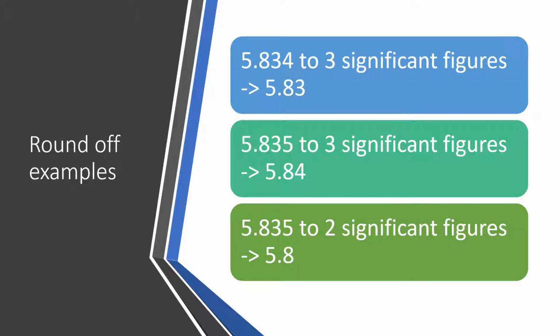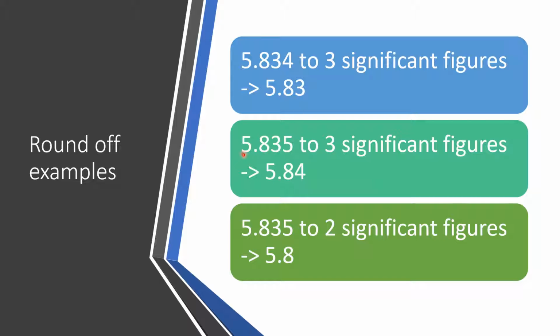We'll work out some more examples. Here are some examples right here. Let's say we want to take the number 5.834 and round it to 3 significant figures. The number we're eliminating is the 4, because we're going to retain the 5, 8, 3, right? 1, 2, 3 significant figures. This 4 value is between 0 and 4, so we round down to 5.83.